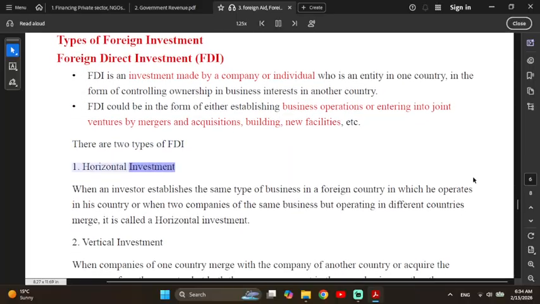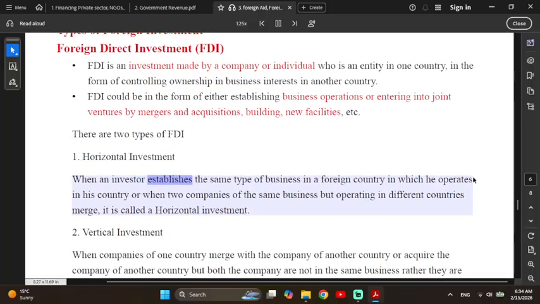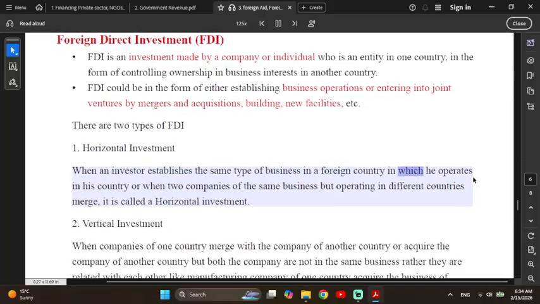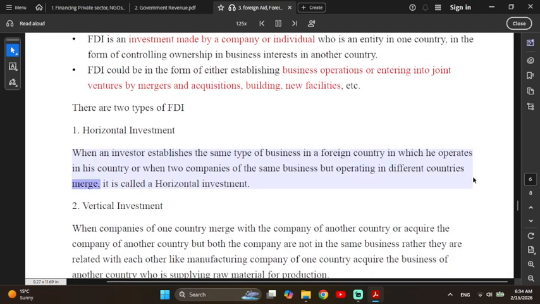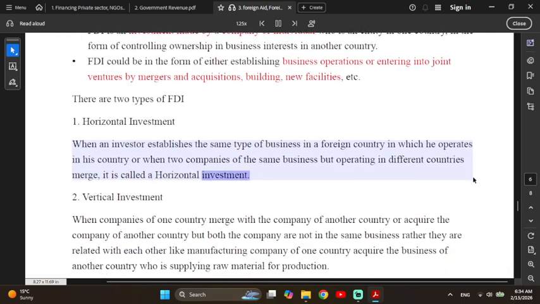1. Horizontal investment. When an investor establishes the same type of business in a foreign country in which he operates in his country, or when two companies of the same business but operating in different countries merge. It is called a horizontal investment.